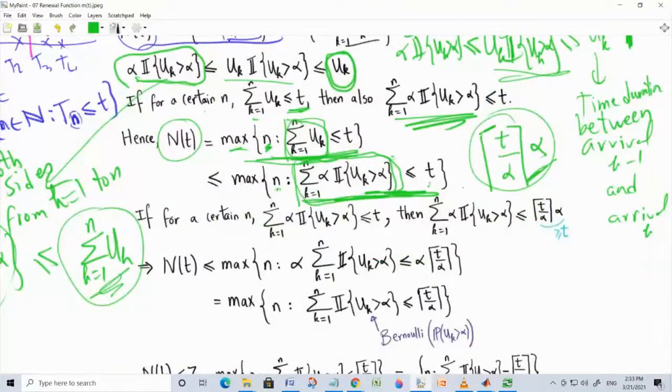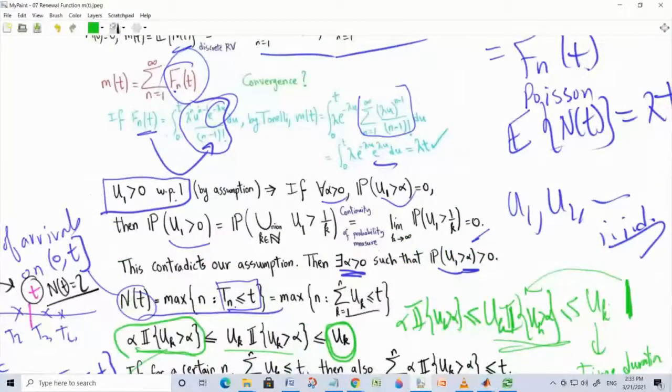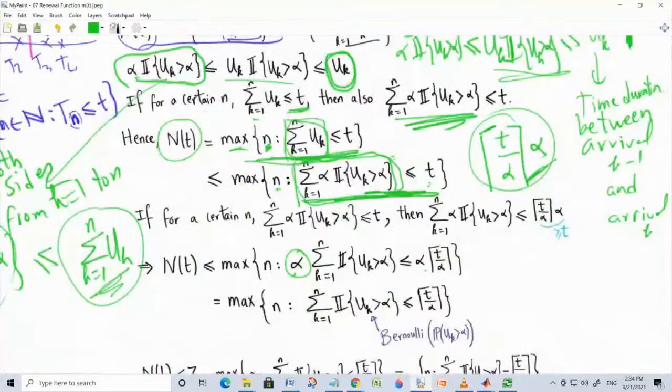So here is the idea. Now you have an alpha on the right hand side of this inequality. So now we have an upper bound on big N of t. We have alpha here, we have alpha there, so we can just eliminate the alpha. Remember the idea of this alpha: if you have a random variable that is strictly positive with probability 1, you can find a strictly positive alpha such that the probability of u1 greater than alpha is strictly positive. So alpha is strictly positive, and you can eliminate it from both sides.